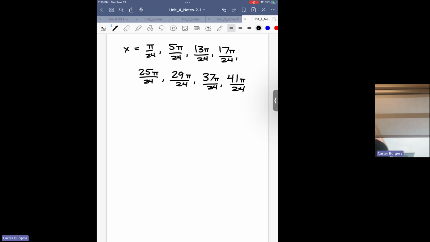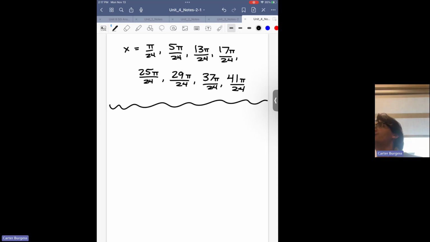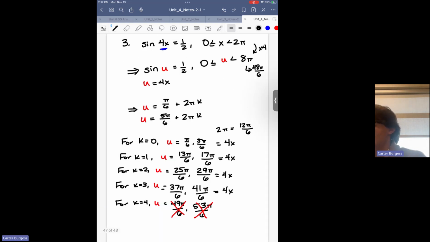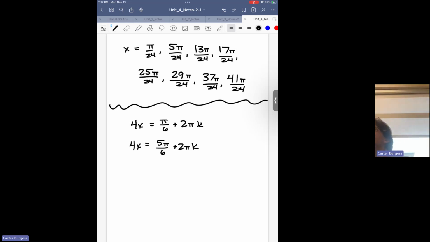Now, this is not the only way that we could have done this. In fact, we're going to look at the other way, what Pearson would have you do, given that they are not going to ask you for this with a constraint. So the other way does not require us to use a dummy variable. The other way just jumps straight into this idea that we know that 4x is going to be equal to pi over 6 plus 2 pi k, and that 4x is going to be equal to 5 pi over 6 plus 2 pi k. We did the same thing, but we used u, and then we readjusted.